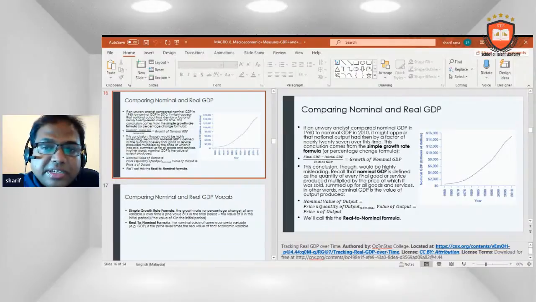Recall that nominal GDP is defined as the quantity of every final good or service produced multiplied by the price at which it was sold, summed up for all goods and services. In other words, nominal GDP is the value of output produced. Nominal value of output is price multiplied by quantity of output. We call this the real to nominal formula.